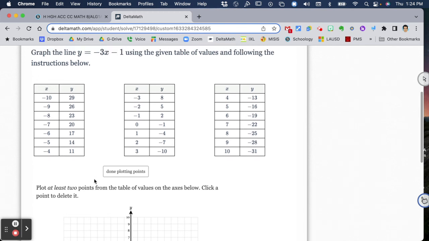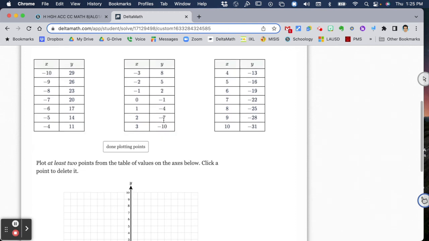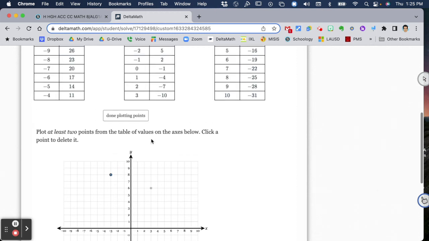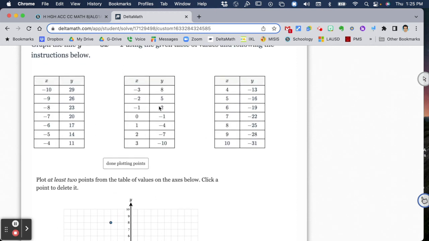All right. Obviously, there's some that we can't pick, right? Anything in this first column, we can't graph because the numbers are too big. Yeah, I think only the middle one. So we'll have to get from this middle table. Let me see. Negative 3, positive 8. I'm going to go to negative 3, positive 8. Okay, that's a point I can plot. Negative 1, 2.